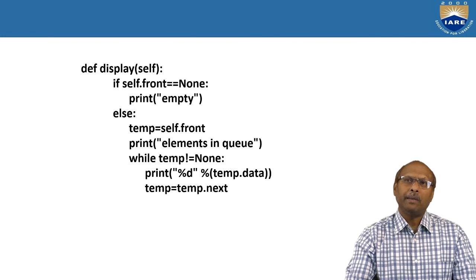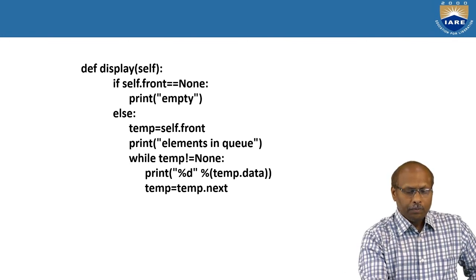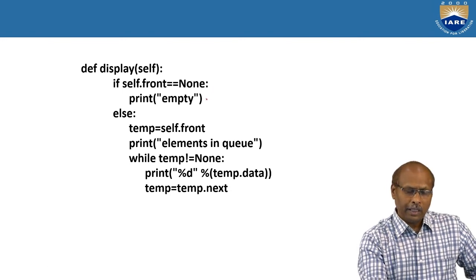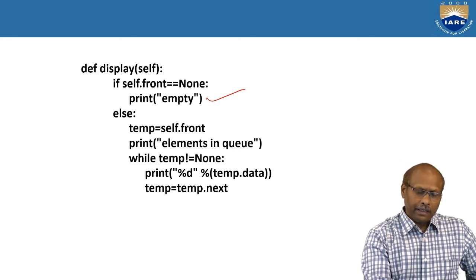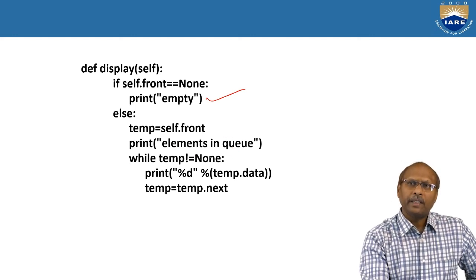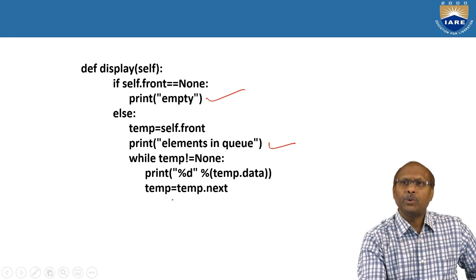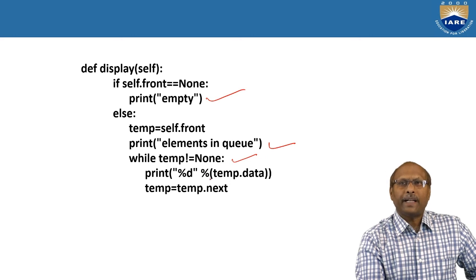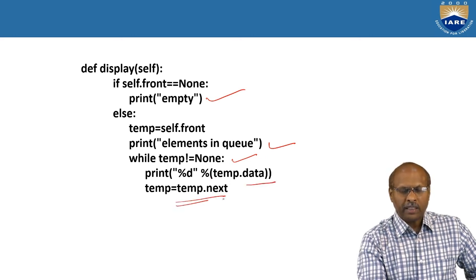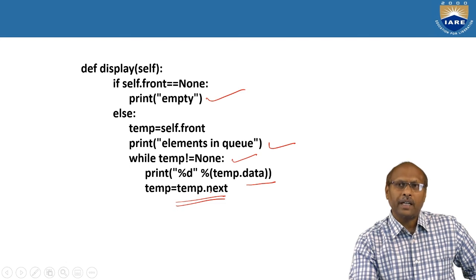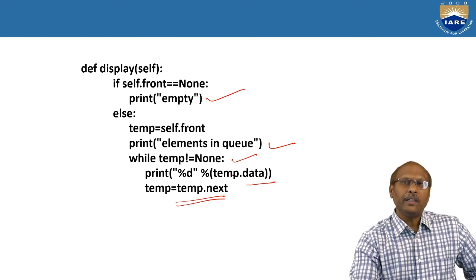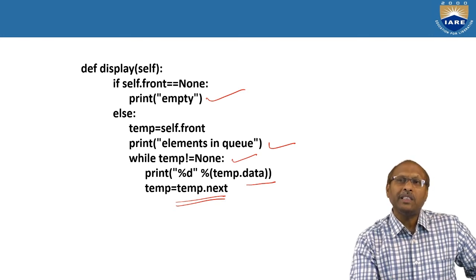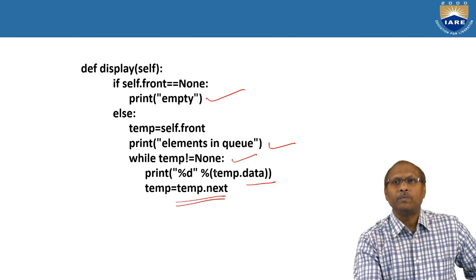If you want to display the elements of the queue, check whether front is none or not. If front is none, that means there are no elements at all, so you can say empty. If elements exist, then you start from front, temp equals self.front, and you have to repeat until you reach none. After getting the starting address, you print the data and temp equals temp.next. So temp keeps on moving forward until it ends. Okay. So this is the way you can display all the elements of the queue. Start from front and keep on moving until you reach none. The none indicates the end of the queue.